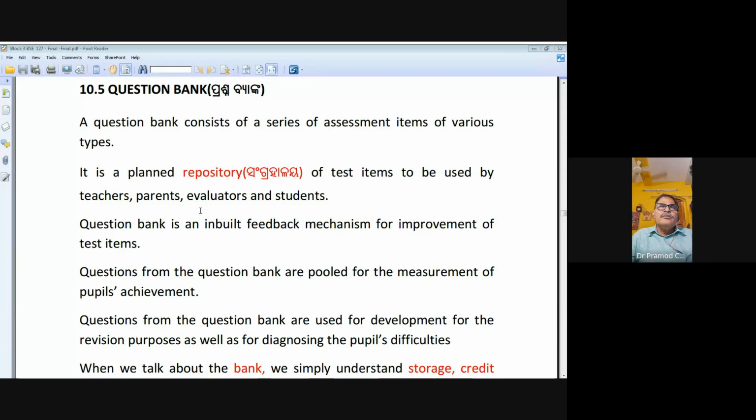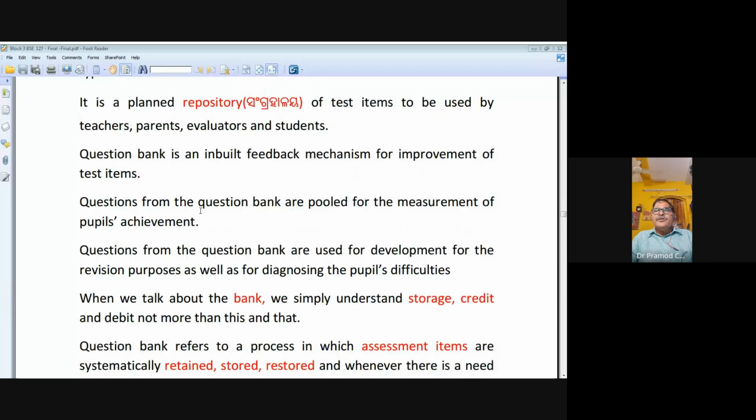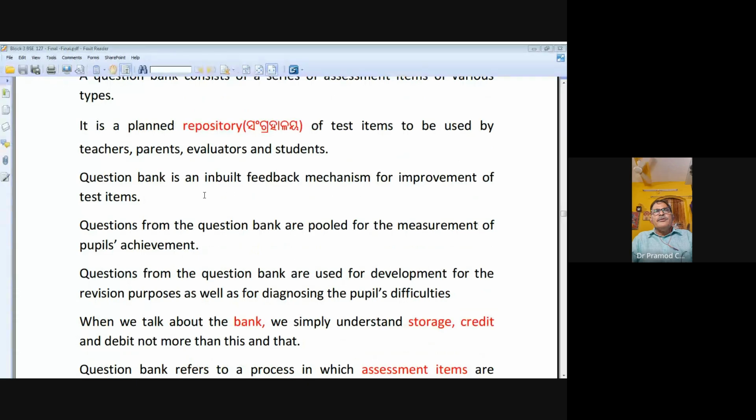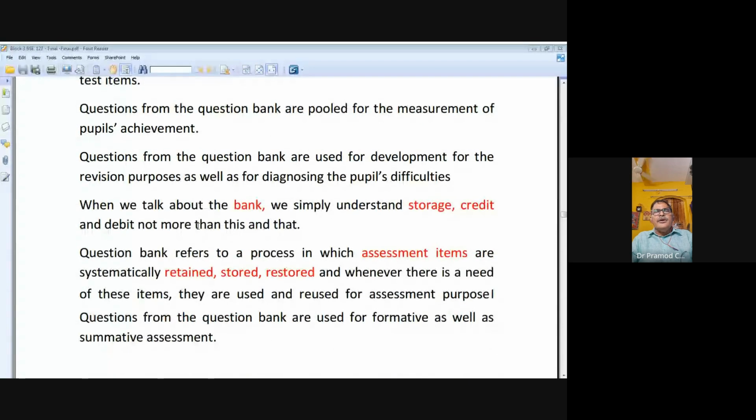Similarly, why do we have to form a question bank? Because bank means storage, and credit and debit go on in the bank. So here, what is happening in the question bank? Suppose you have to make a question bank, you put the questions in it. Putting the questions means the assessment items, the evaluation items, you keep in storage. And it should be kept in a systematic way. It will be retained, it will be stored, and it will be restored.